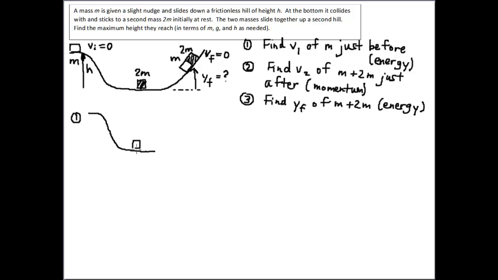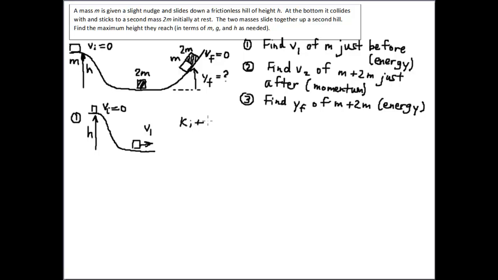So here's my mass m, starts off at the top, and since it's just barely given a slight nudge, we know that its initial velocity at the top is 0, and the velocity it has at the bottom I've chosen to call v1. We know the height of the hill is height h, and so this is the relevant sketch in order to use the law of conservation of energy.